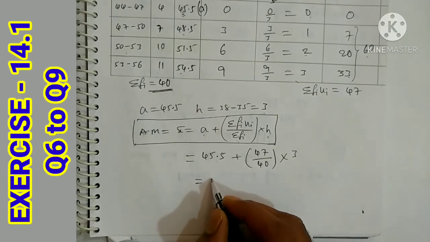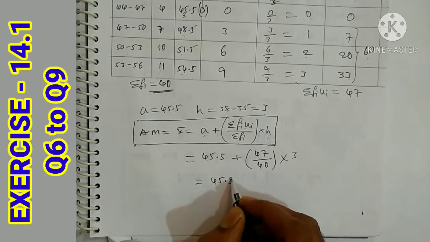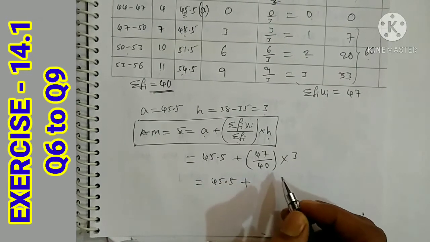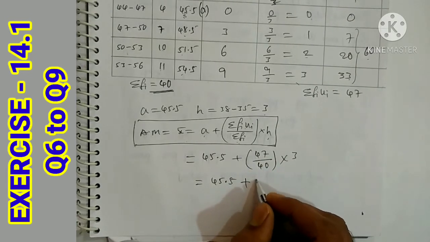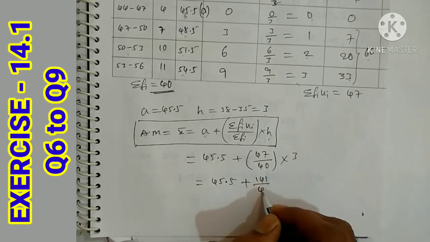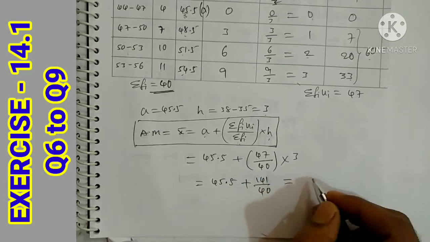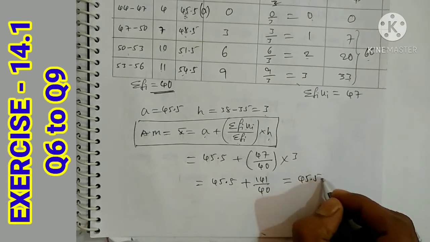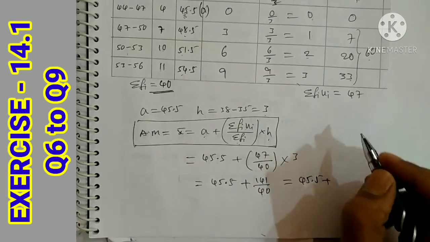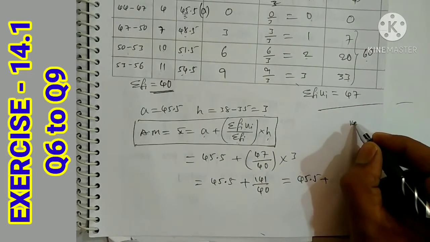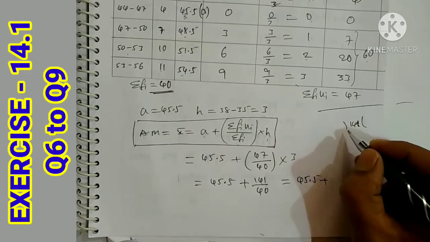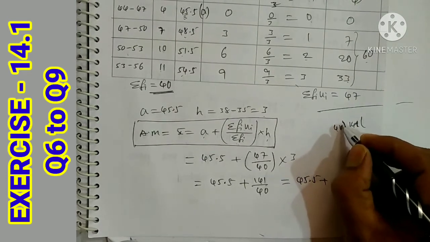This is equal to 45.5 plus 47 into 3 is 141, by 40. By division of this, 45.5 plus 141 divided by 40, you divide it in the rough.